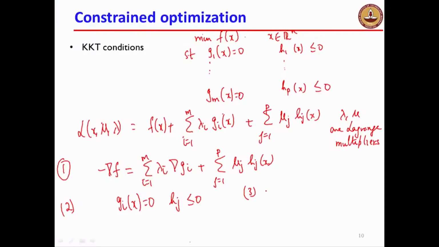Some of the inequality constraints could become strict inequalities, but all the equality constraints, all the g's, have to be exactly equal to 0. There is no other way. Some of the h could be strictly less than 0, some of them could be equal to 0, but no h can be greater than 0. The third condition is that all the Lagrange multipliers corresponding to the inequality constraints are greater than or equal to 0. And the fourth condition is the complementarity condition, which says that mu_j h_j is equal to 0, j goes from 1 to p.